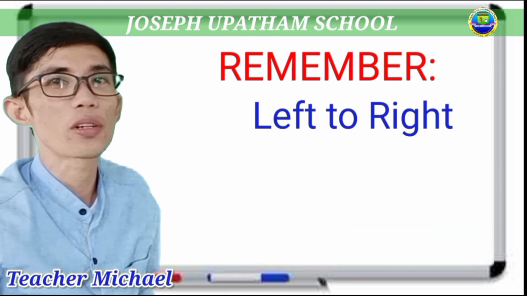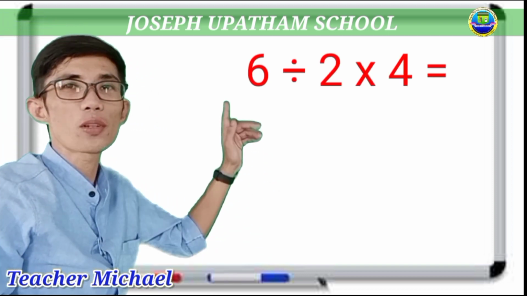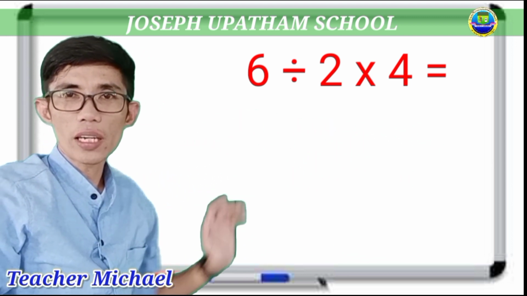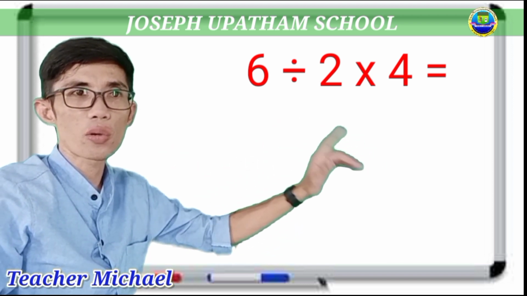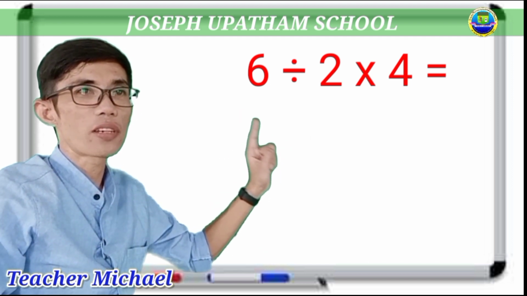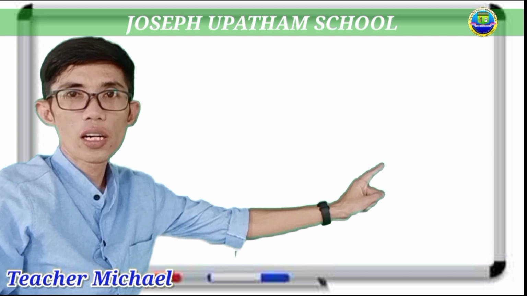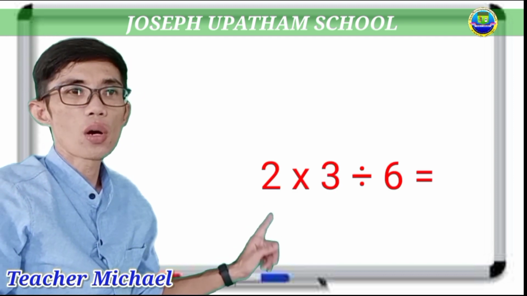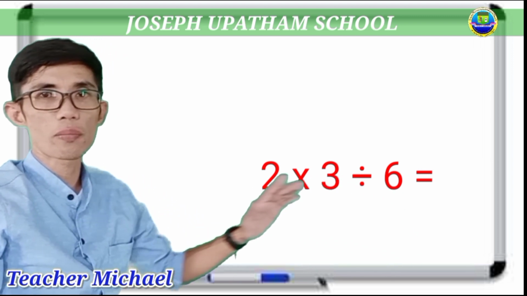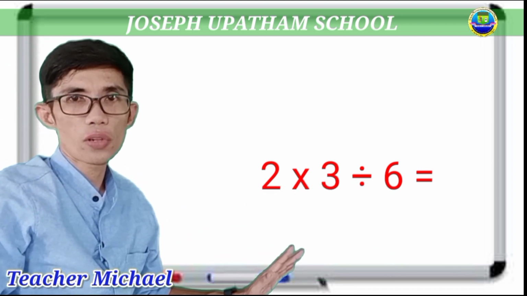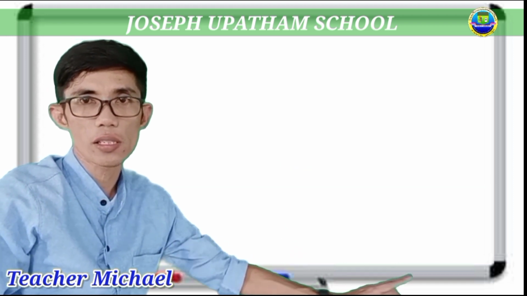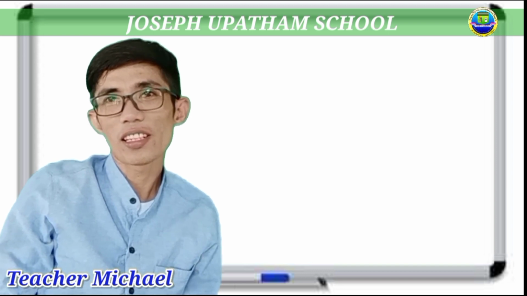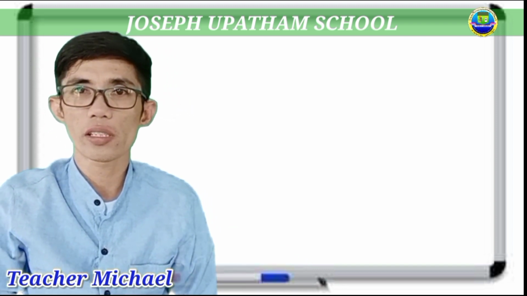I will give you some examples. Example number 1: 6 divided by 2 times 4. We have division and multiplication, so we will perform the operations from left to right. We need to do division first. 6 divided by 2 is 3, times 4 is equal to 12. So the final answer is 12. Example number 2: 2 times 3 divided by 6. We perform the operations from left to right, so we do multiplication first. 2 times 3 is 6, divided by 6 is equal to 1. That's it, very easy. It doesn't really matter which comes first, as long as you perform the operations from left to right.